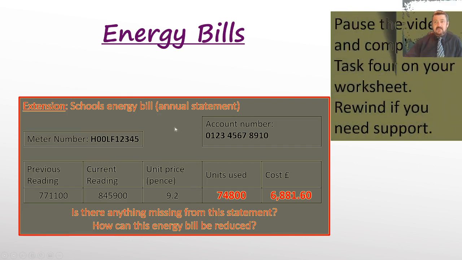So, what I'd like you to do, pause the video, complete task 4 on your worksheet. Rewind it if you need further support. Go back to the walkthroughs that I've given you. Remember, it is all about converting the units first. That is imperative. In electricity bills, we convert to kilowatts for power, and we convert to hours for time. Always do this for your electricity bills. Okay? Again, rewind if you need to.